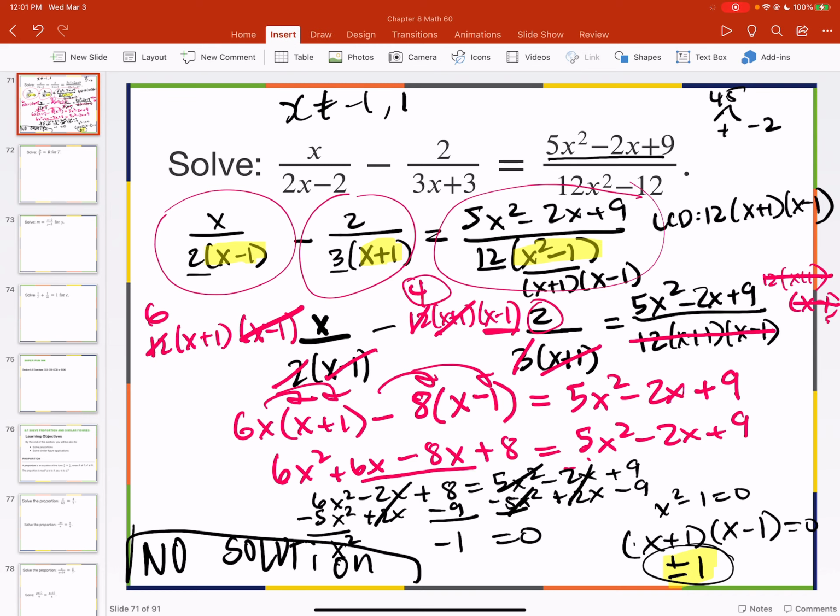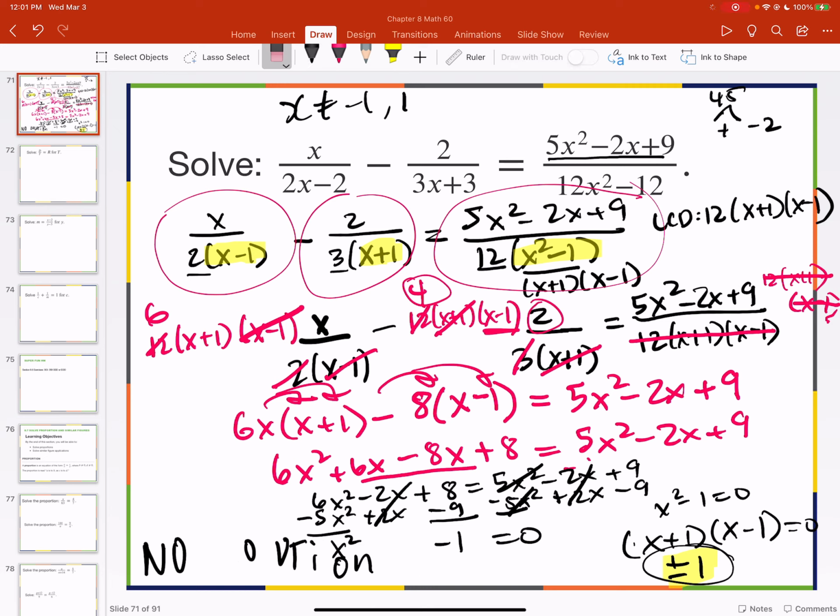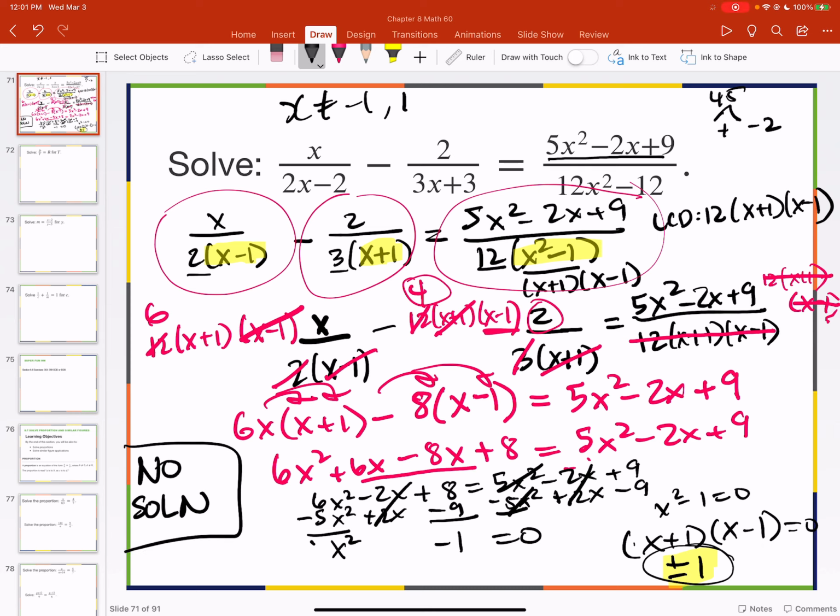Here, let me just, sorry. It's kind of getting in the way of the work here. So let me just do that for anybody that's like, hey, you wrote on that. So no solution. I'll just shorten it.